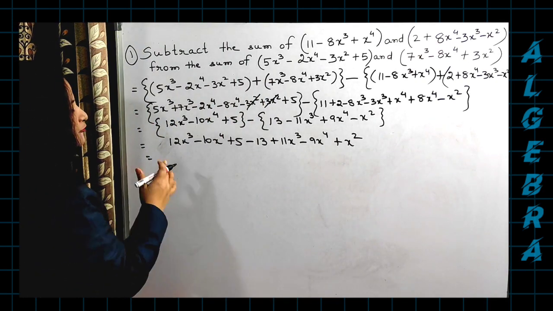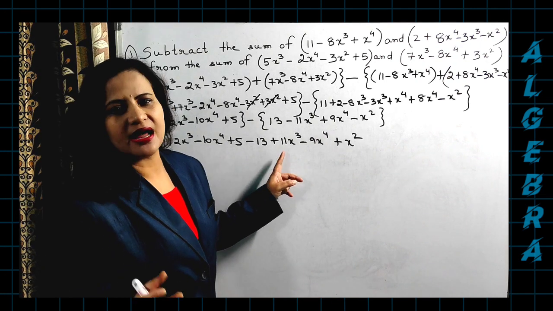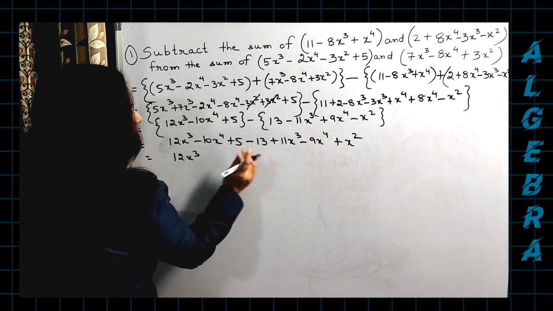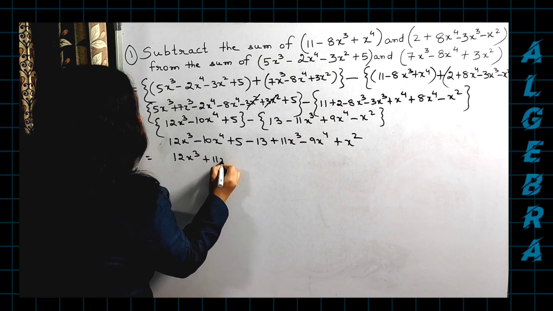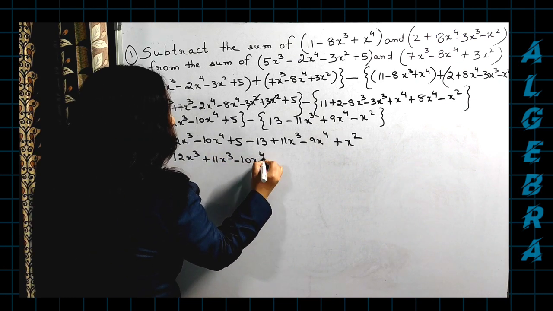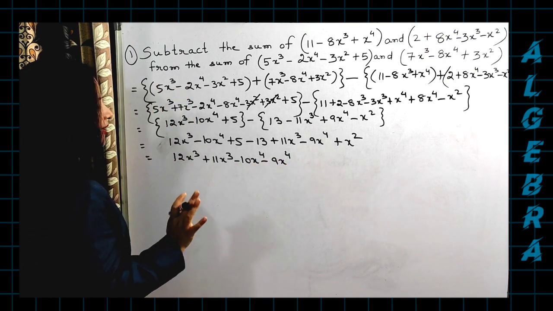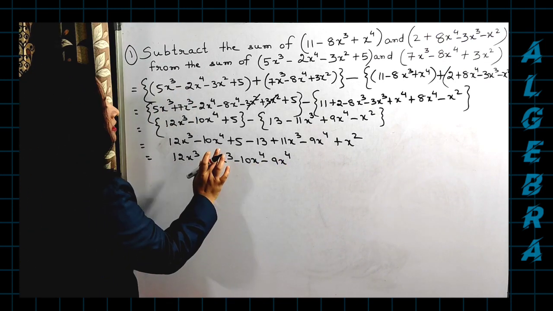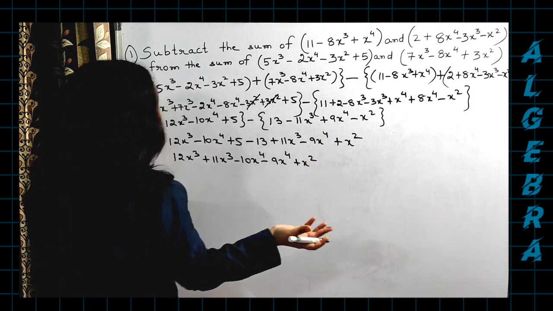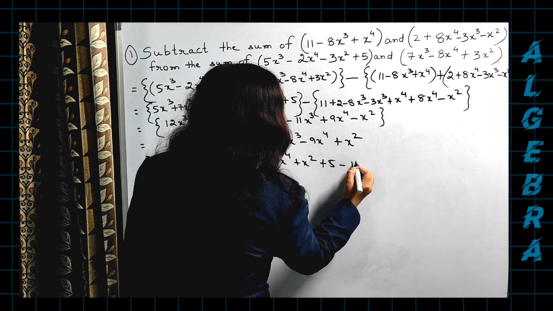Again, let us check for more like terms now. We have here 12x cube and here we are having plus 11x cube. So we'll arrange it together. 12x cube plus 11x cube, minus 10x to the power of 4 minus 9x to the power of 4. See what I am doing here? I am just arranging, keeping the like terms together. Then we have plus x square. Let us keep the number part at last. Plus 5 minus 13.